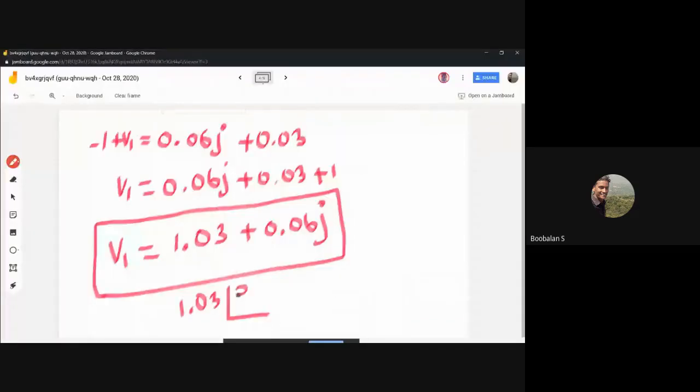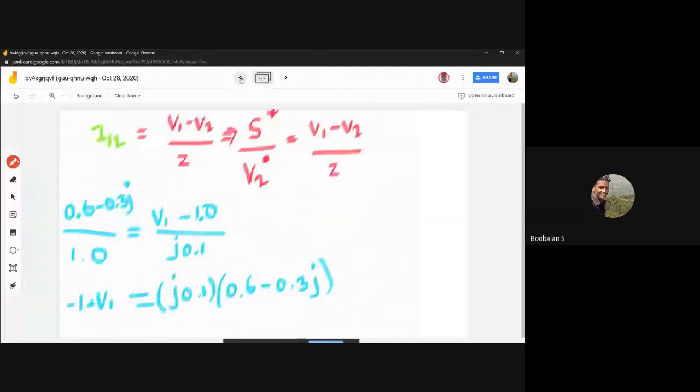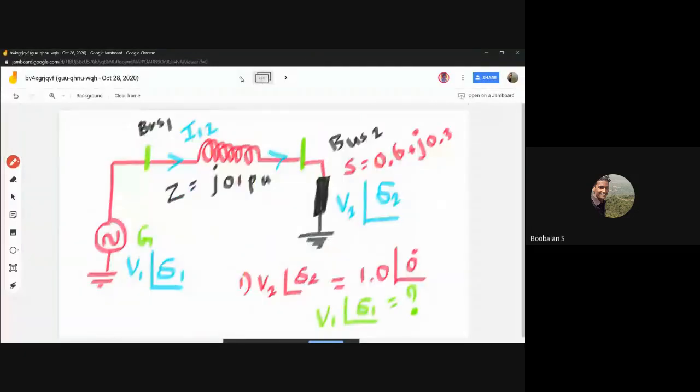3.33 degree per unit. This is what V1 actually is. So the formula is simple. Now we have one more thing: in the previous case they just gave V2, and definitely you could calculate V1.